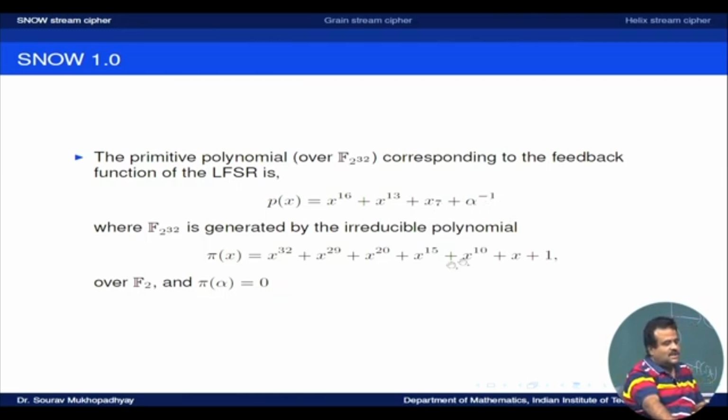This alpha is basically a root of this irreducible polynomial. So this is an irreducible polynomial over F2 to the power 32, and alpha is a root of this polynomial. So we are taking alpha inverse of it. Okay, so this is the LFSR we are choosing in SNOW 1.